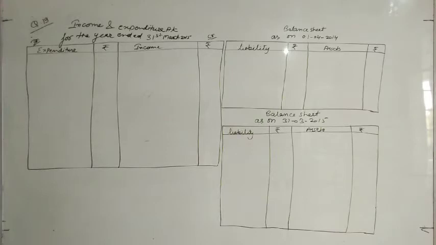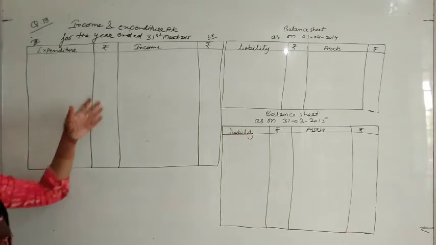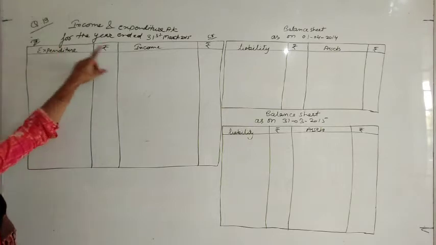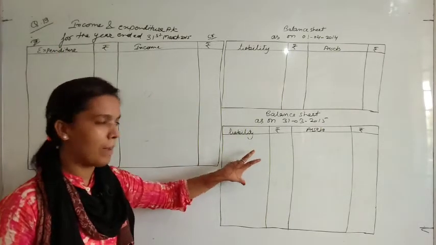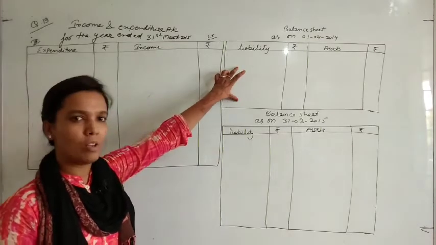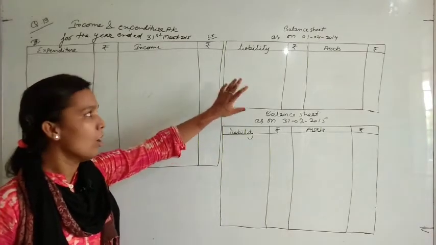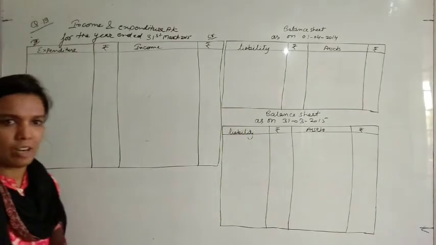Now you are required to prepare the income and expenditure account for the year ended 31st March 2015 and a balance sheet as at that date. I have already made the formats here: the income and expenditure account for the year ended 31st March 2015, and this is the closing balance sheet. This is the main balance sheet, and we are preparing the opening balance sheet to find the opening capital. Okay, so let's start with the first point.